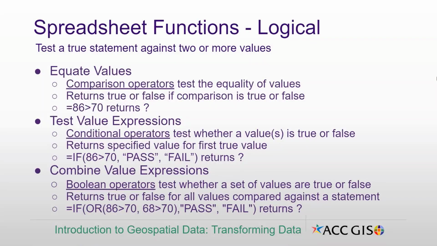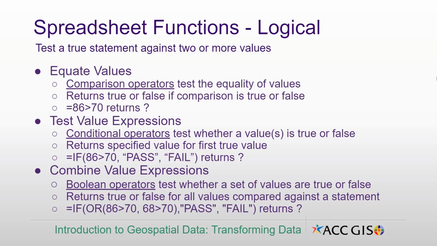Logical functions allow us to test a true statement against two or more values. In its most basic form, we can simply equate values and use comparison operators to test the equality. The resulting value either returns true or false if the comparison is true or false. For example, if you had a function equals 86 is greater than 70, what would that return? It's true, so it would return the word true.